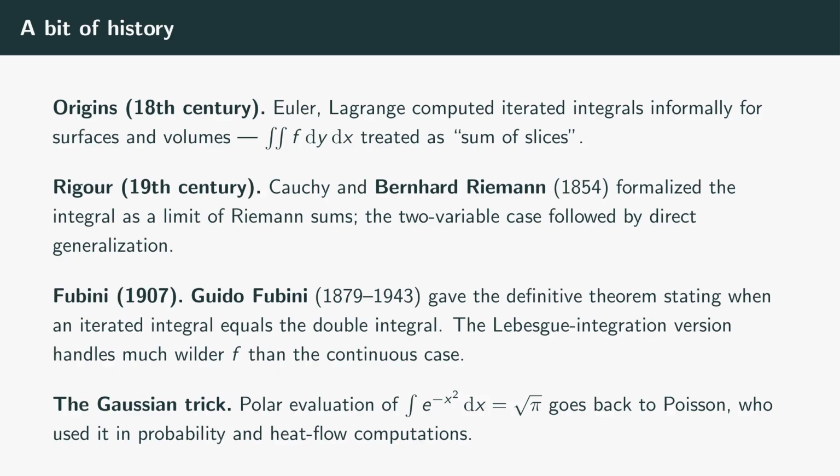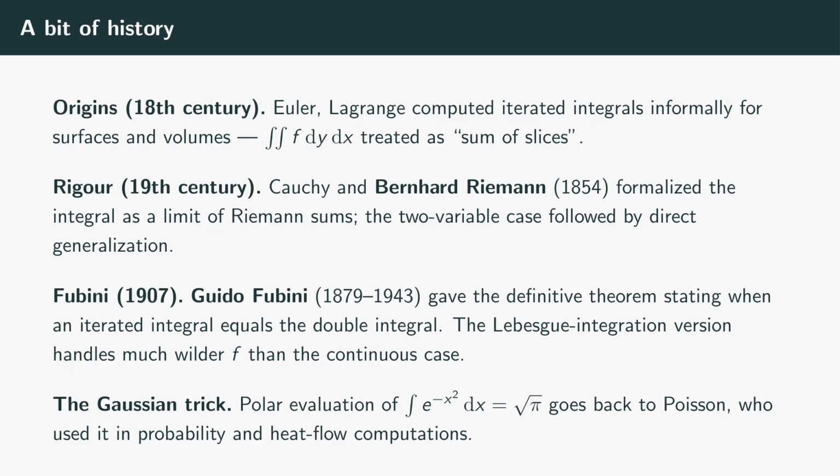Generalizing to two variables is conceptually direct, but proving carefully that the iterated integral and the double integral always agree took some work. The definitive theorem is due to Guido Fubini, an Italian mathematician who published it in 1907. The Lebesgue version of Fubini's theorem, slightly later, handles much wilder integrands than the continuous case. It's the version probabilists and analysts use today.